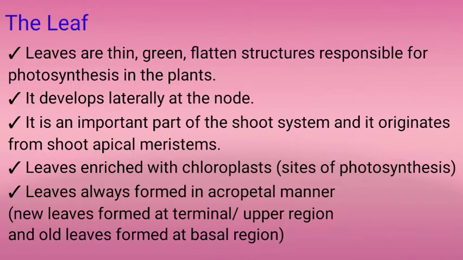Leaves develop laterally at the nodal regions. Leaves are an important part of the shoot system and originate from shoot apical meristems. Leaves are enriched with chloroplasts, which are called sites for photosynthesis. Leaves are always formed in acropetal manner, which means new leaves are always formed at the terminal or upper region and old leaves are formed at lower or basal regions.